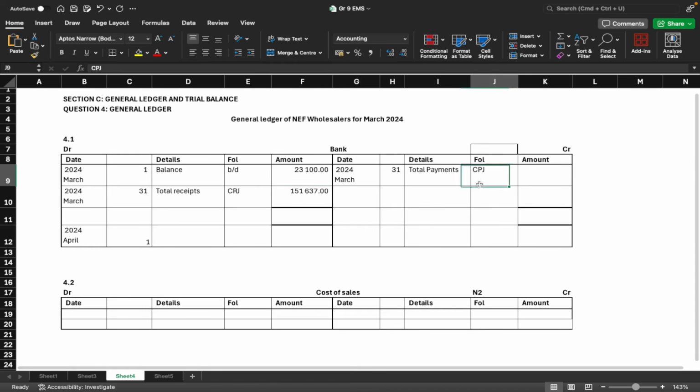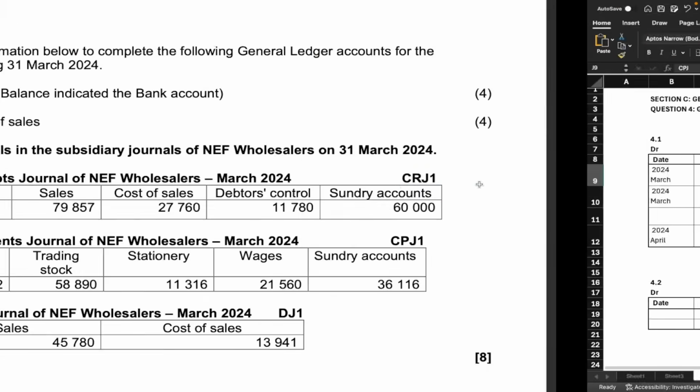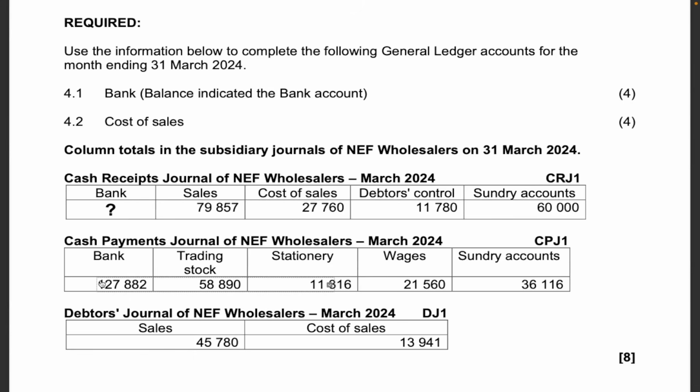What about the total payments? Well, it's going to be a very similar exercise. So let's look at it here. We've got the bank amount of 127,882 rand, and then we've got trading stock, meaning the amount of stock that we actually bought. We've got stationery, wages, and sundry account. But here's the thing. If we're already given the bank amount here, it already covers everything. Okay, this bank amount of 127,882 rand is actually how much we paid during the month of March.